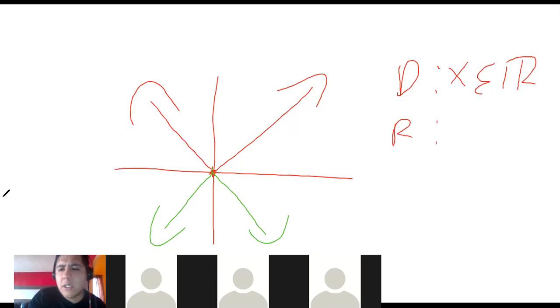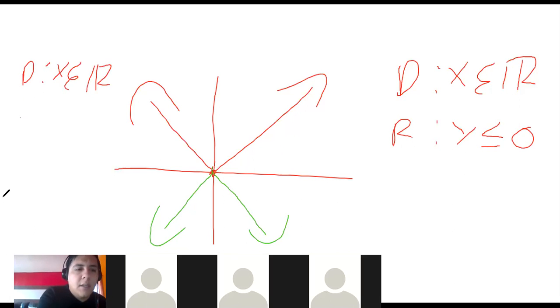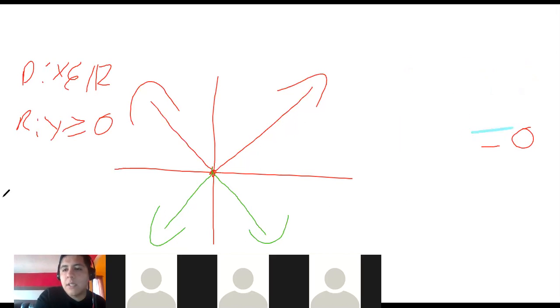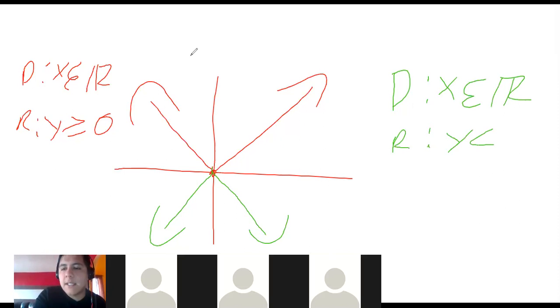But the range does change. What is the range now? It's everything less than 0. Our parent function's domain is all real numbers, so that stays the same, and our range would be y is greater than or equal to 0. But let me do this in a different color so we don't get confused. Our domain for our reflected graph would be all real numbers as well, but our range changes to y is less than or equal to 0.